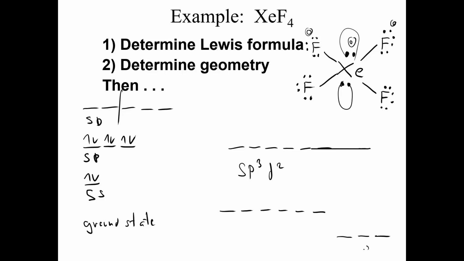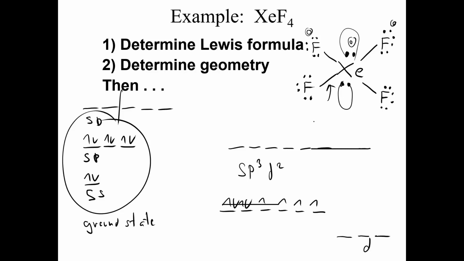1, 2, 3. These are unhybridized. Then I'm going to take these 8 electrons and I'm going to spread them out. So I have 1, 2, 3, 4, 5, 6, 7, 8. Okay, look how sweet that works out, right? We have 4 sigma bonds. That's what these are. And we have 2 lone pairs. That's what these are. Okay?